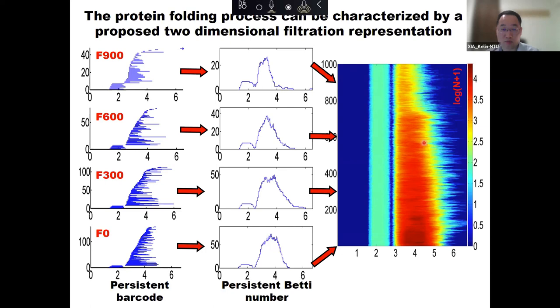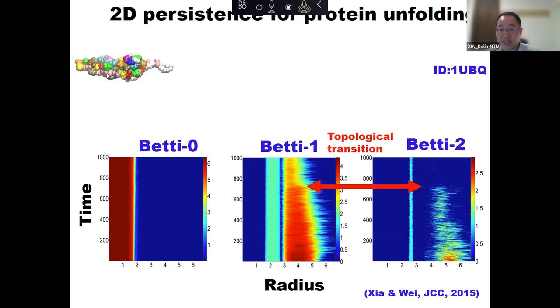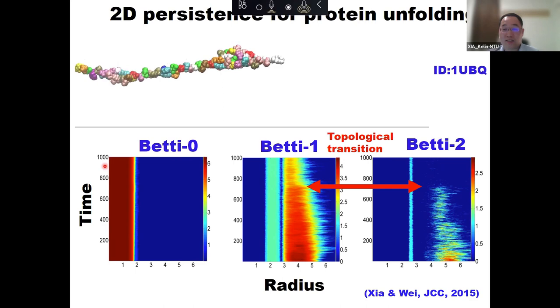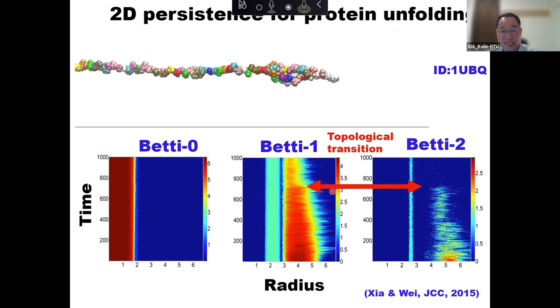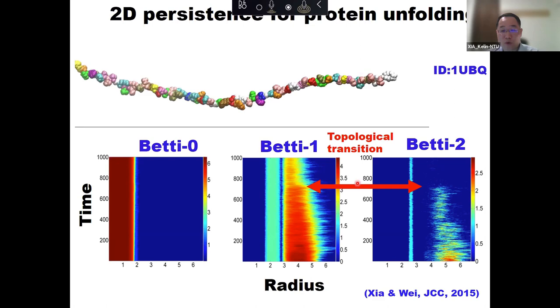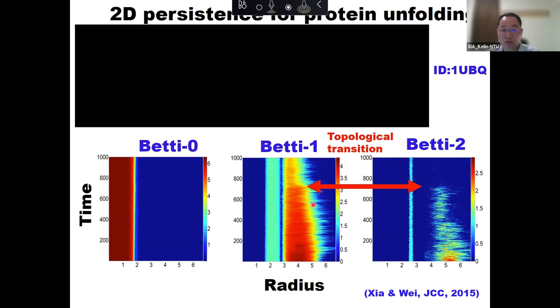So we have made a video for this process. So again, originally it's a well-folded structure, and then it gradually gets unwound and becomes a straight line. So this is the corresponding beta 0, beta 1, and beta 2. X-axis is for the filtration. Y-axis is the evolution, it's the dynamics, along the dynamic time, okay? So you will see that around 700 configurations there is a huge jump in these beta 1 and beta 2 bars. So this actually corresponds to the region where the whole structure evolved into a straight line, okay?